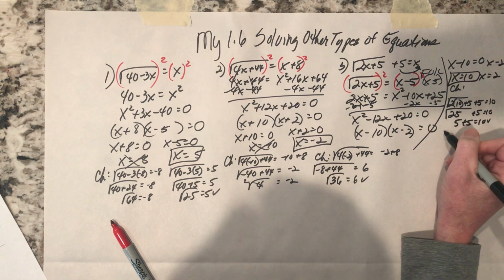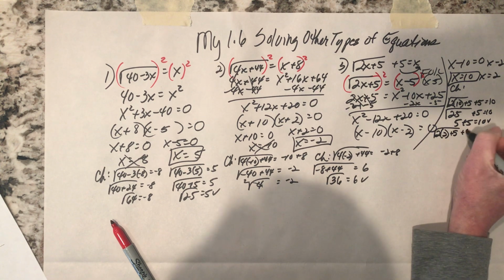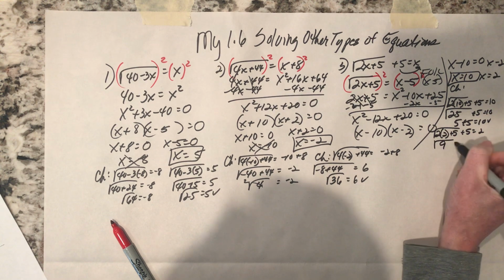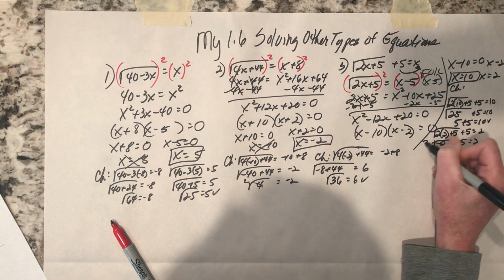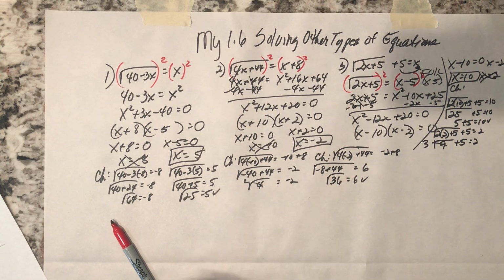Let's see if 2 works. The square root of 2 times 2 plus 5 equals 2. This is 4 plus 9. This is 3 plus 5 equals 2. No, that didn't work. So 10 is the only one that worked there.